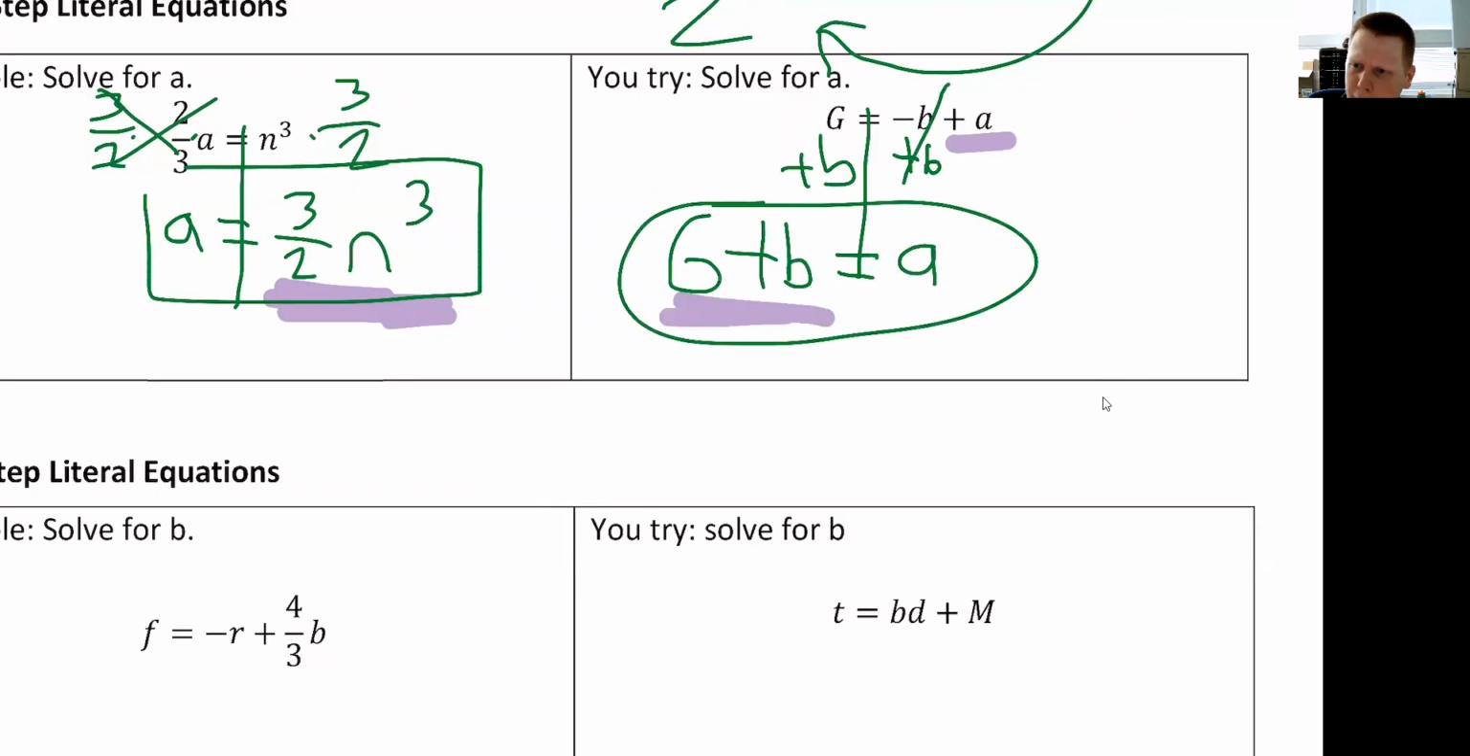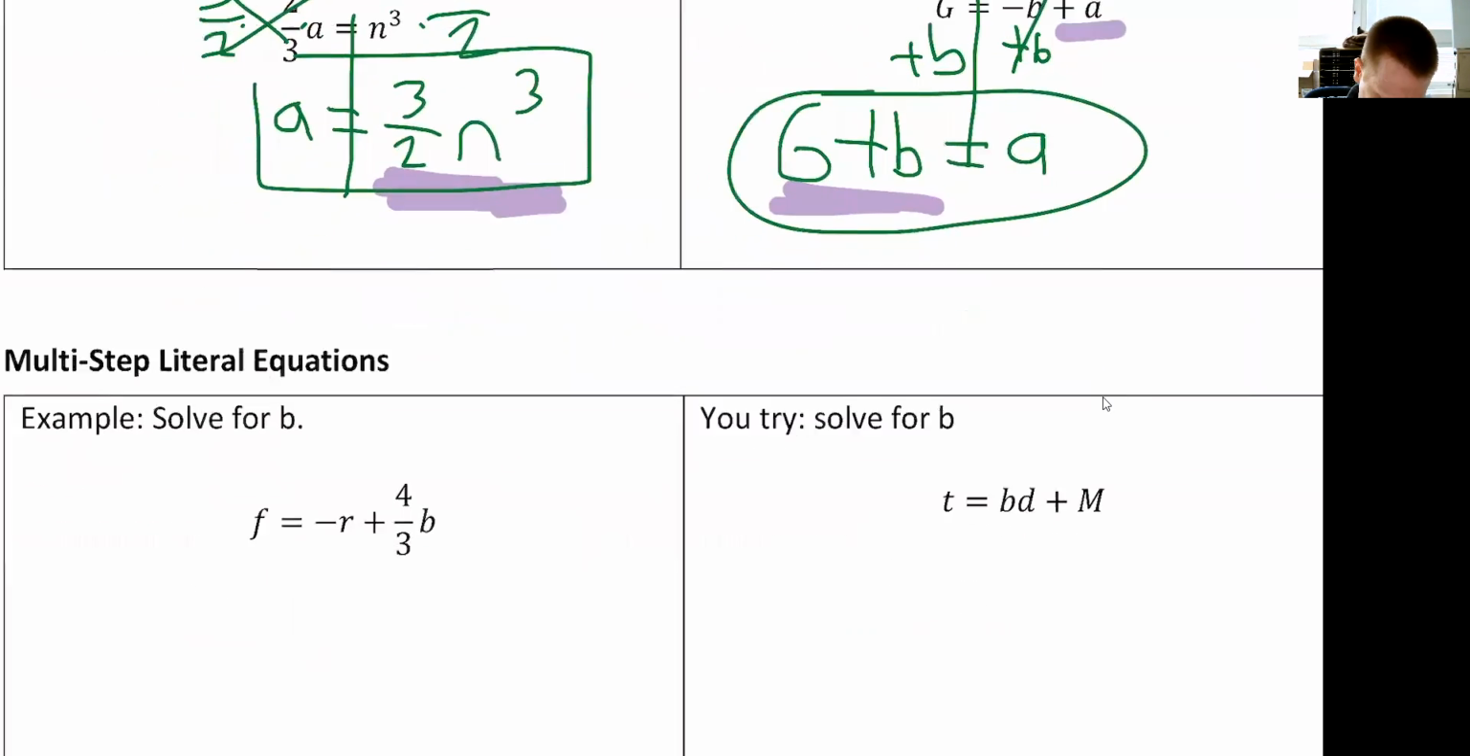What I have underlined in purple is what you would put in Delta Math. That's what a equals. Be careful in Delta Math, by the way. If it's a lowercase letter, make sure you lowercase it. If it's a capital letter, make sure you capitalize it.